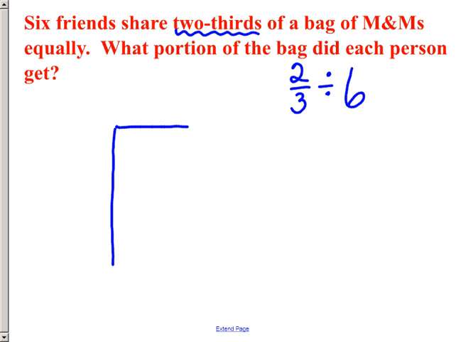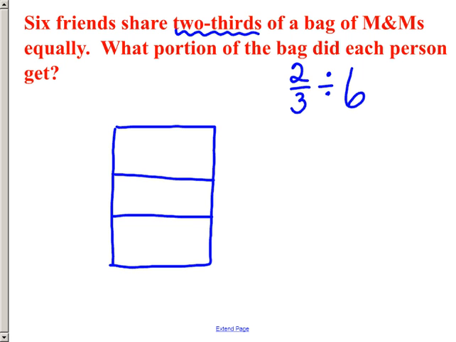because our fraction isn't just a unit fraction, meaning the numerator is 1. So this time I got to split my bag into thirds and shade in 2 of the thirds. Now, I want to know what portion each person is going to get. So I can still split it into 6 parts. And remember, I can go ahead actually and split the whole bag into 6 parts.